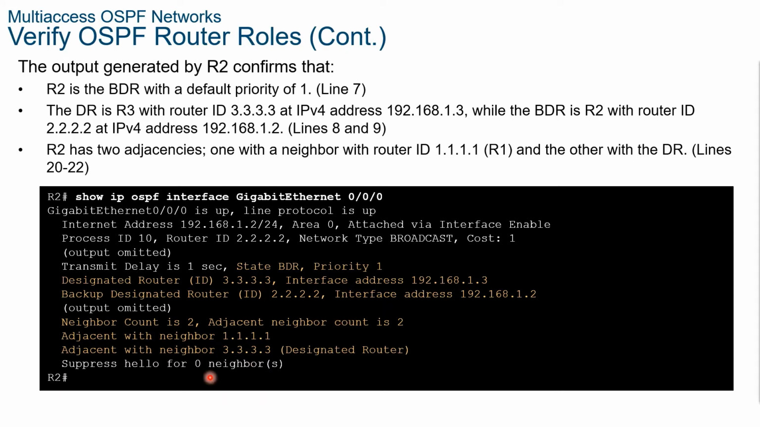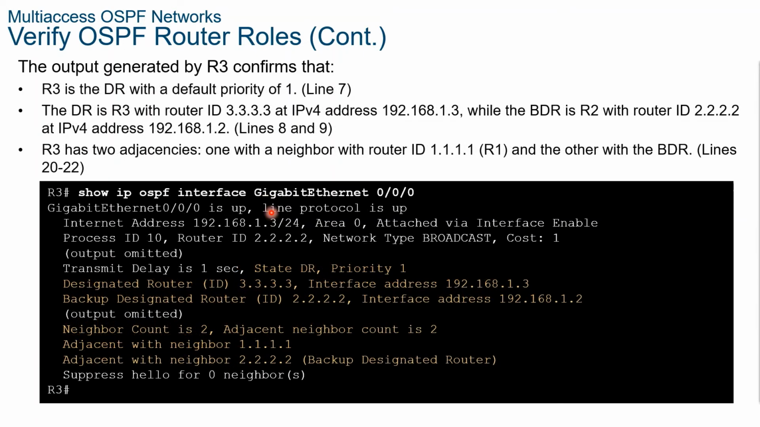Okay, so take note that on this line here, R2 has 2 adjacencies. One with the neighbor with router ID 1.1.1.1, which is R1, and the other with the DR, which is 3.3.3.3. So again, to verify the OSPF router role, we use the command show IP OSPF interface, and then you could type in the specific interface there.